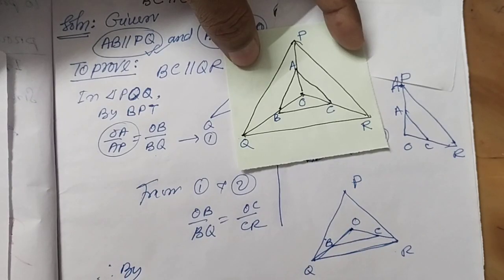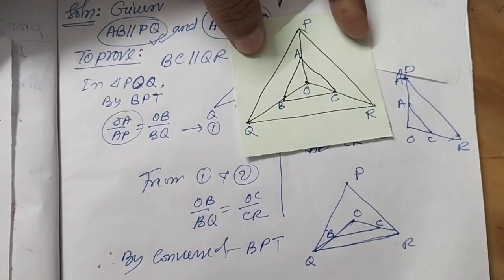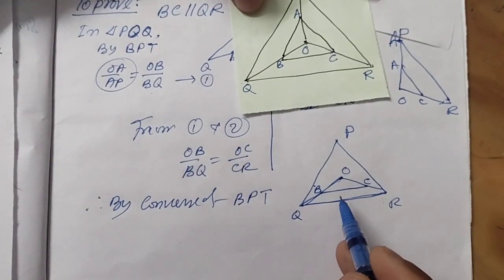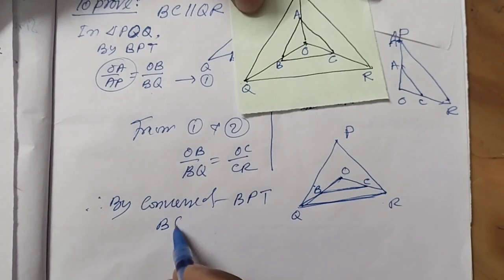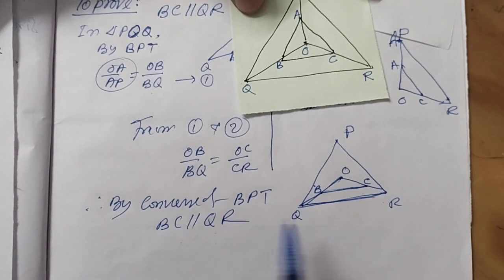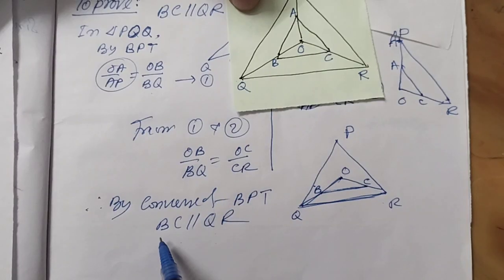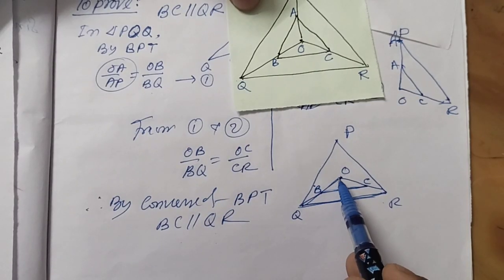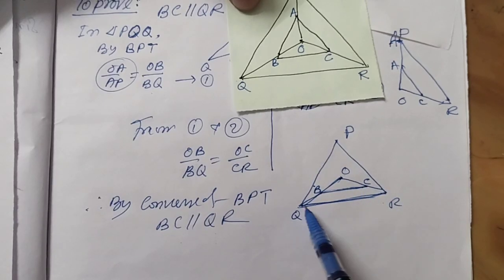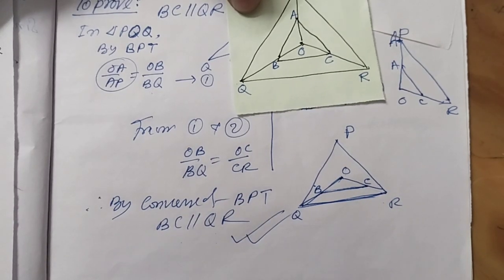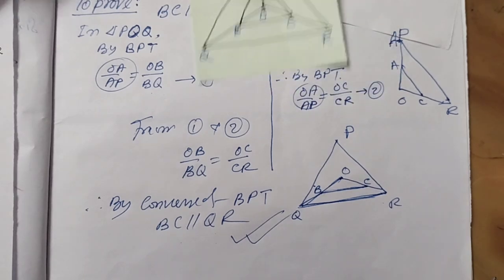Therefore, by converse of BPT, what we can say? BC parallel QR. Converse of BPT is: ratio equal then side parallel. So here ratio OB by BQ equal to OC by CR, so BC parallel QR by converse of BPT, and this is the proof for this question.